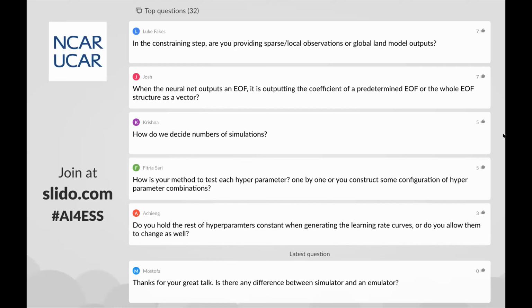Okay, next question is from Josh. When the neural net outputs an EOF, is it outputting the coefficient of a predetermined EOF or the whole EOF structure as a vector? Yes, good question.